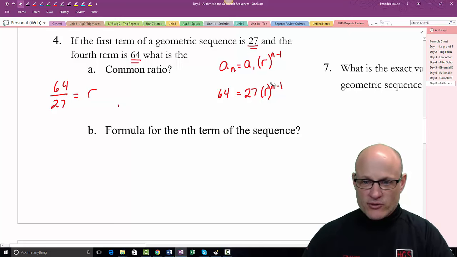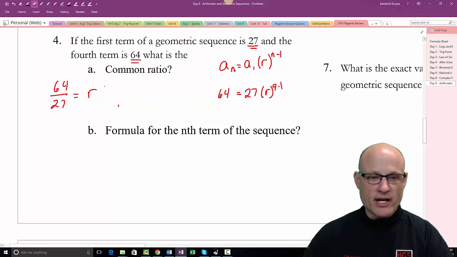Oh, and I forgot. Sorry about this. We said r was 4. Shoot, not r was 4. n was 4 because we're using the fourth term. 4 minus 1. Every time I do a 4, it looks like a doggone 9. So this is 3. That should be 4 minus 1, 3. So I got r cubed equals this.